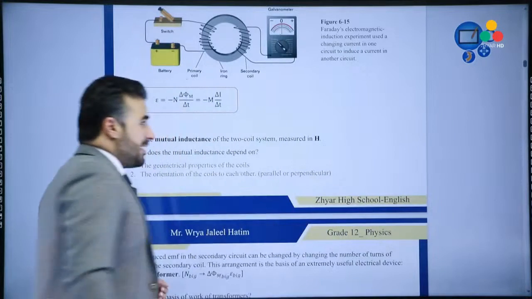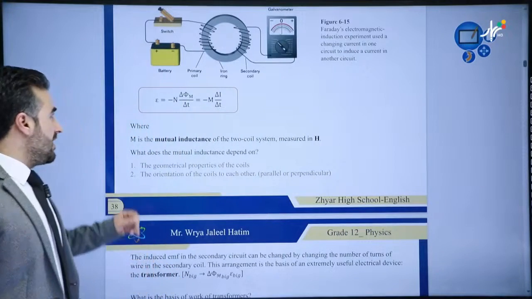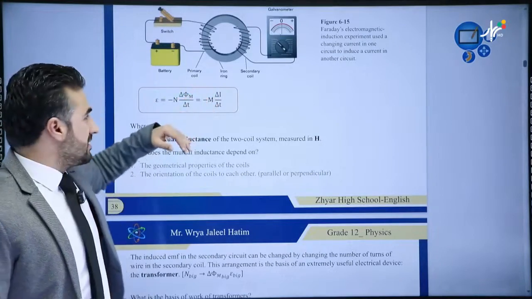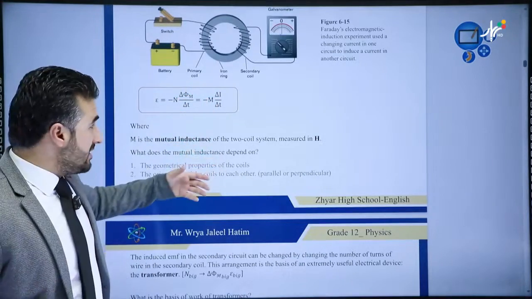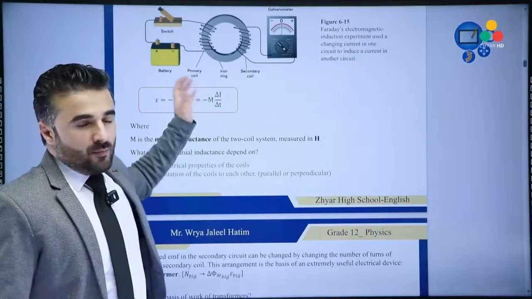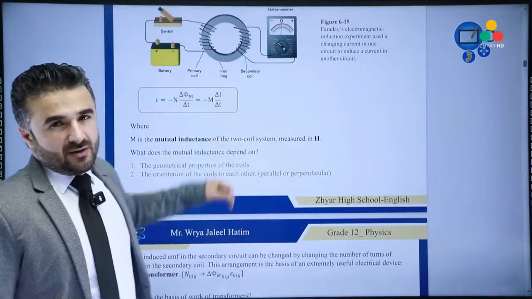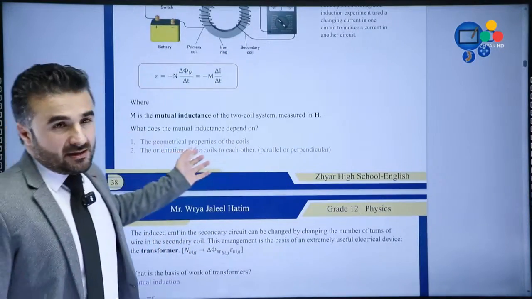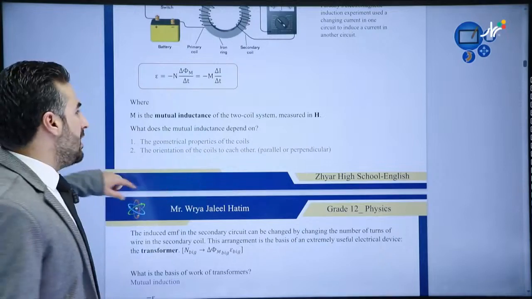And I've also mentioned that the electromotive force equals N multiplied by the change of the magnetic flux divided by the time, which is the same as negative M multiplied by the change in current divided by the time. And we said that M is called mutual inductance and it is measured in Henry.